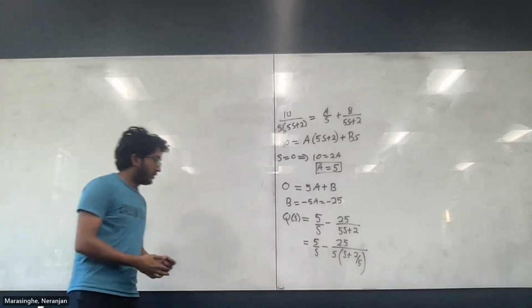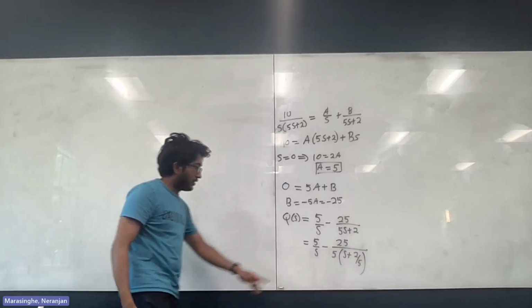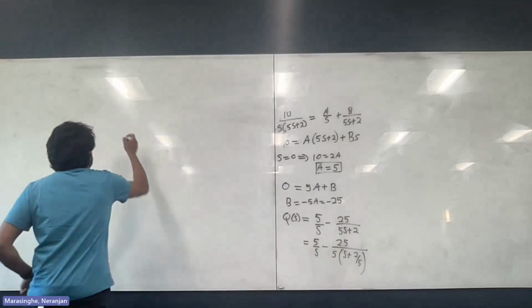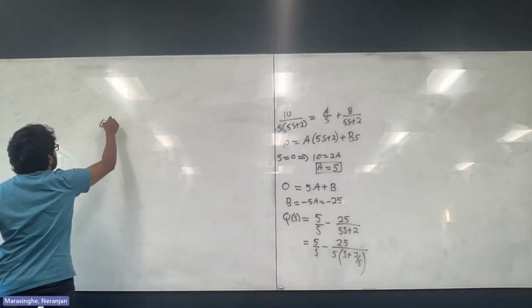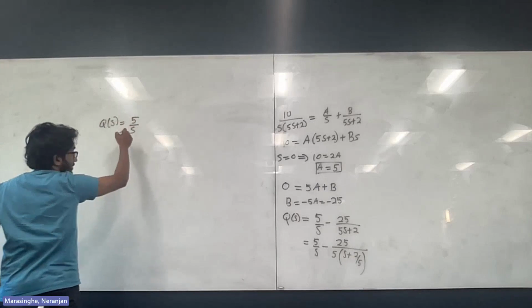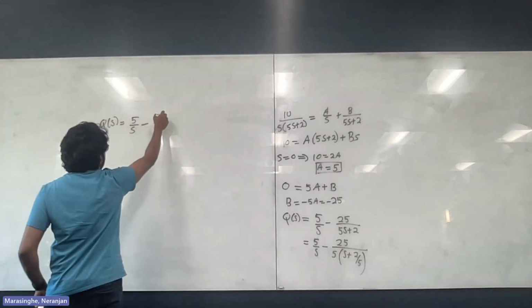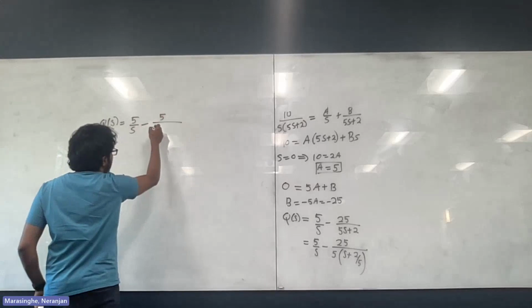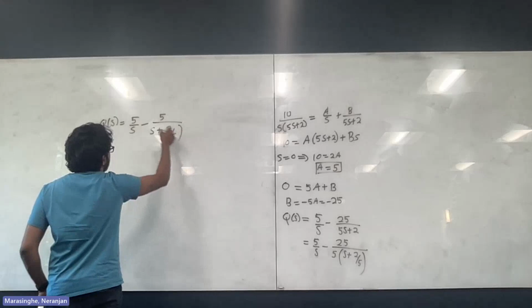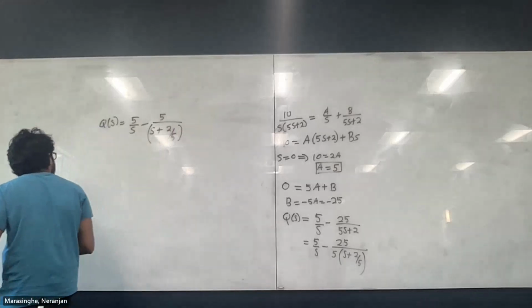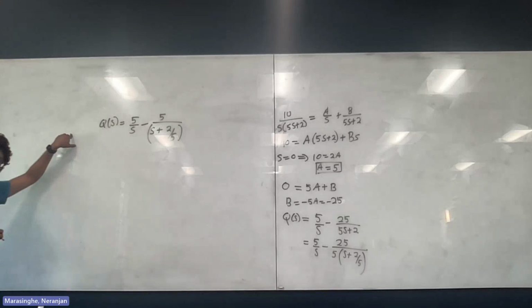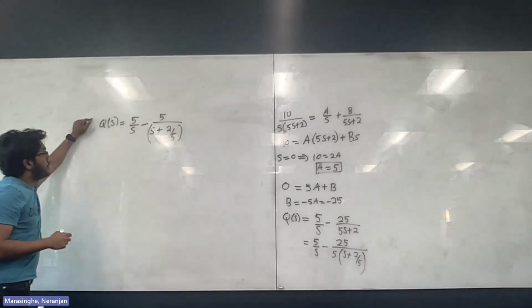Right. Now I'm in a good position, right? 25 divided by 5 would become 5. So what is Q(s)? Q(s) is equal to 5 divided by s minus 5 divided by (s plus 5/2). Okay. This is the Laplace transform of q(t).